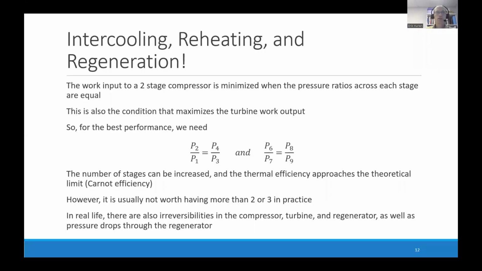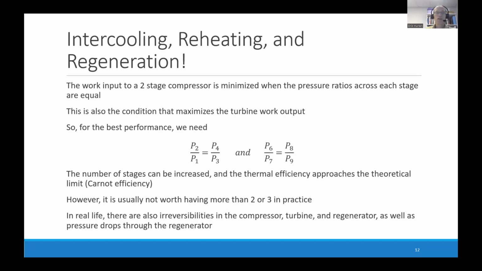The most efficient scenario would occur when the pressure ratios are the same in each compressor and each turbine. So for the best case, we have P2 over P1 equals P4 over P3 for the compressors, and P6 over P7 equals P8 over P9 for the turbines. If the number of stages is increased, then the most beneficial case is if all the pressure ratios are equal. The more stages there are, the closer this cycle comes to the theoretical limit of the Carnot cycle.